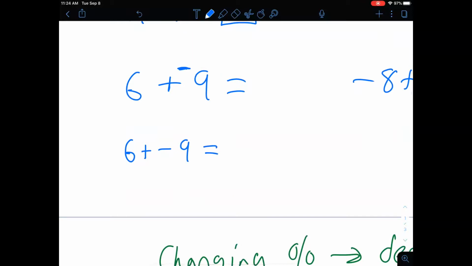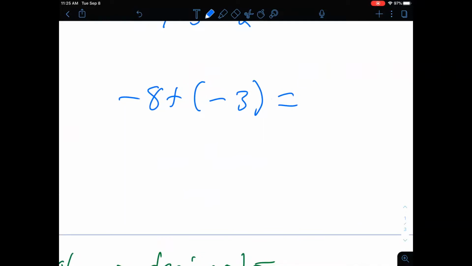Okay, now we're adding with same signs or different signs? Different signs. So we're going to add or subtract. We're going to subtract. 9 minus 6. What's 9 minus 6? It's 3. Now, which number is bigger, 6 or 9? 9 is bigger, and that sign is negative, so it's going to be negative 3.